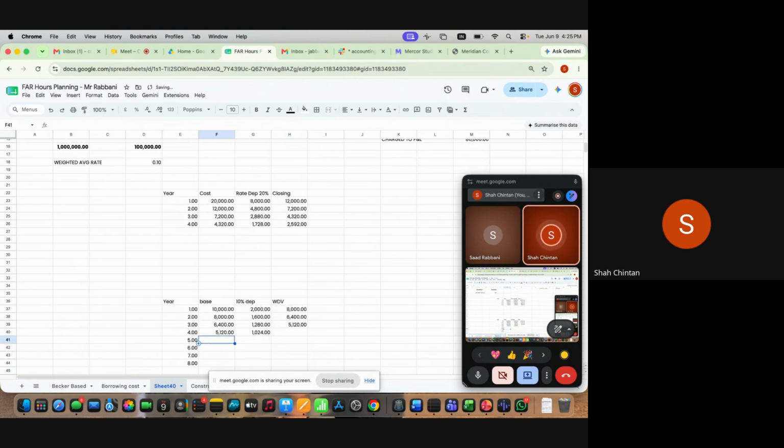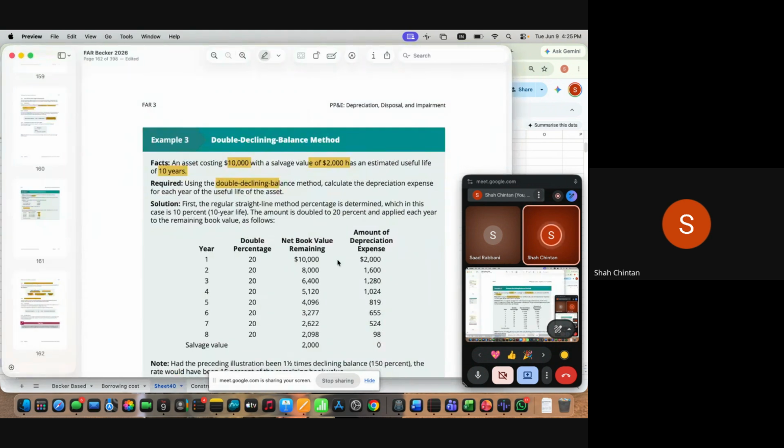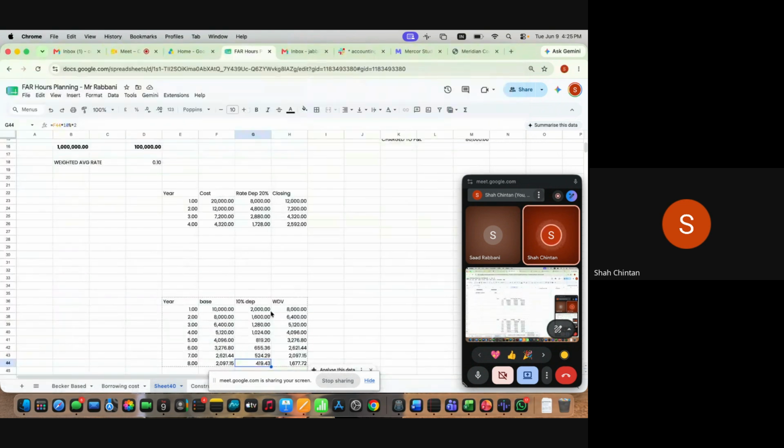Let's just calculate all the formulas. Let me just check everything is okay. I think somewhere they have stopped depreciating. Okay, so let's quickly check what the depreciation is.